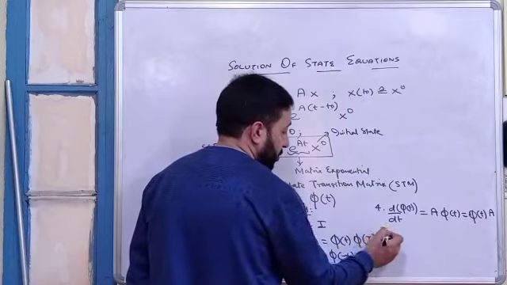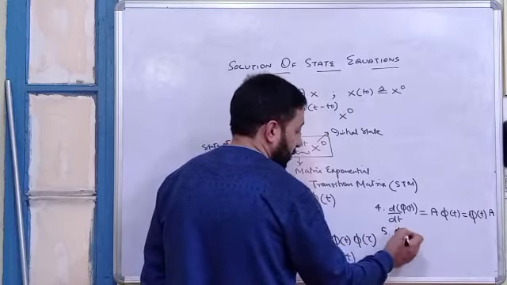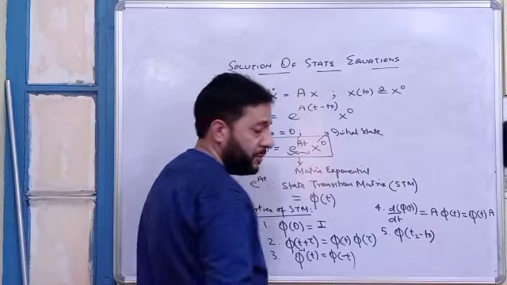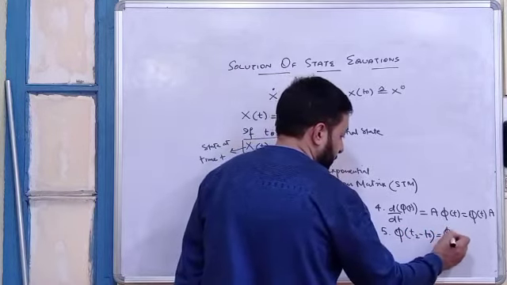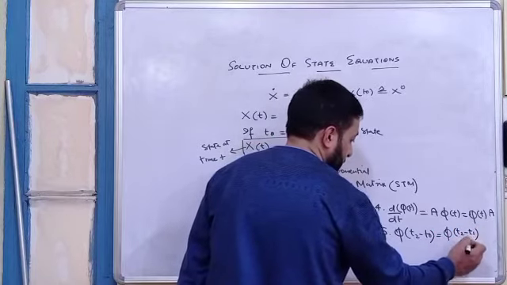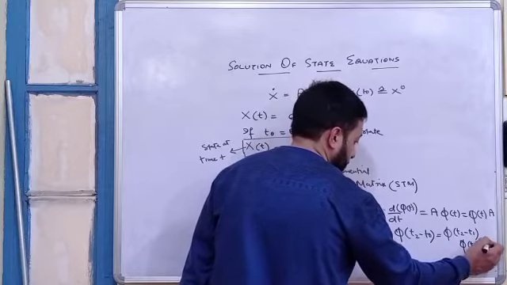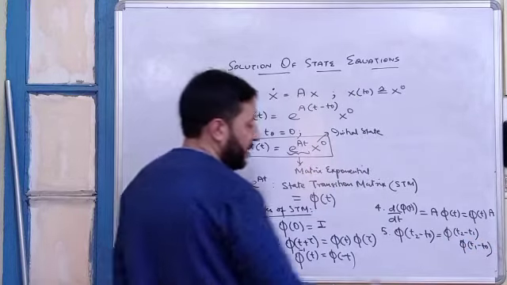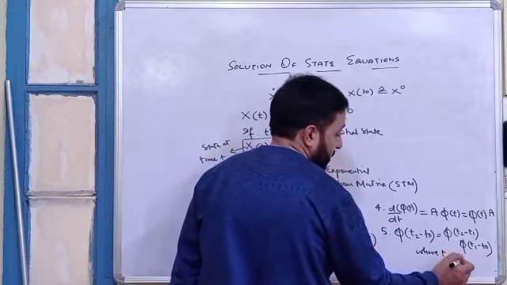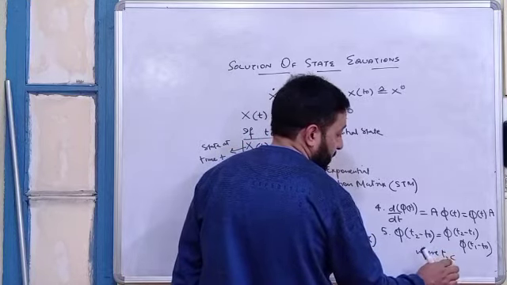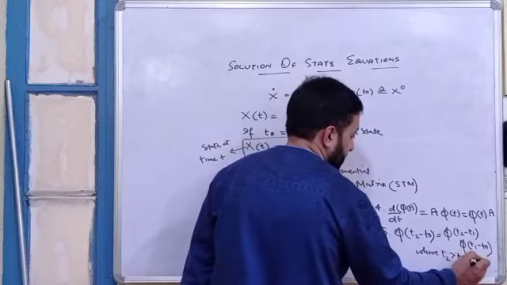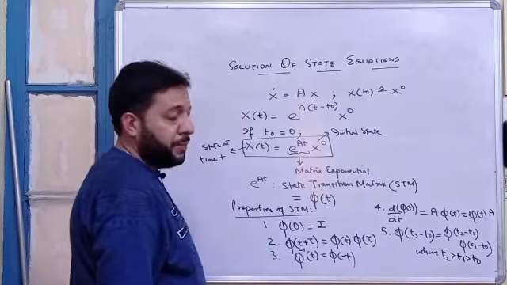I'll write one more property, that is phi of (t2 minus t0) is equal to phi of (t2 minus t1) into phi of (t1 minus t0), where t2 is greater than t1, which is greater than t0. Are you getting me?